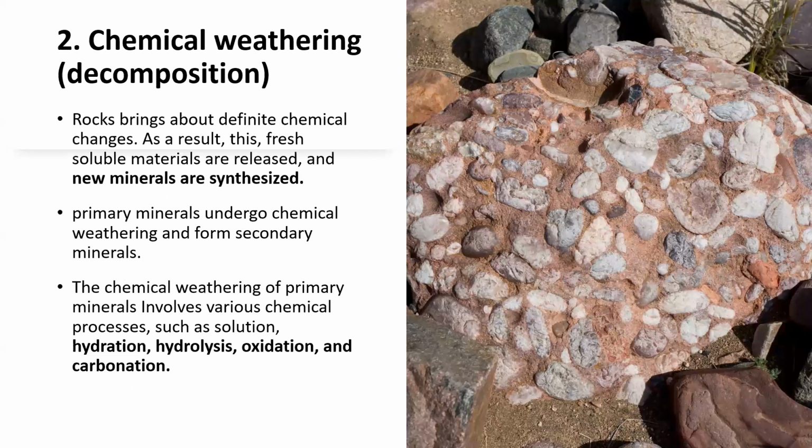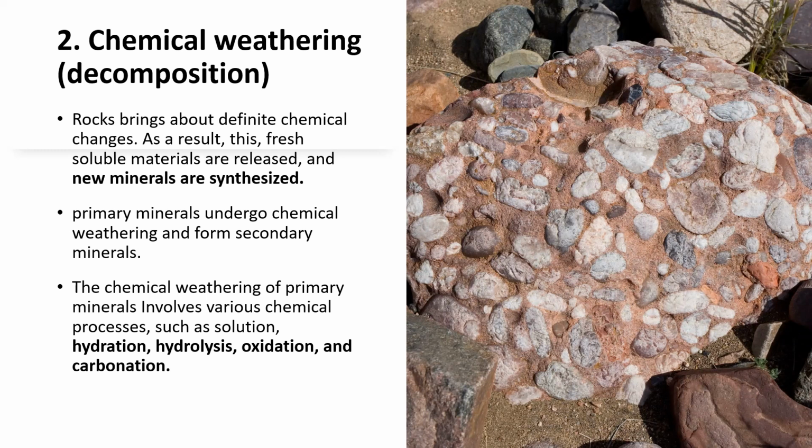The second important type of weathering is chemical weathering, after physical. It is also referred to as decomposition. The chemical weathering of rocks brings about definite chemical changes. In the earlier method, we saw there is no chemical change, only physical change. Only the size will be different, but the chemical composition remains the same. But here in chemical weathering, the chemical composition would be changed. As a result, fresh soluble materials are released and new materials are synthesized.